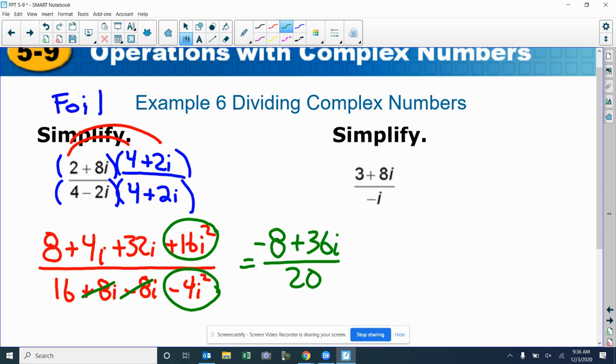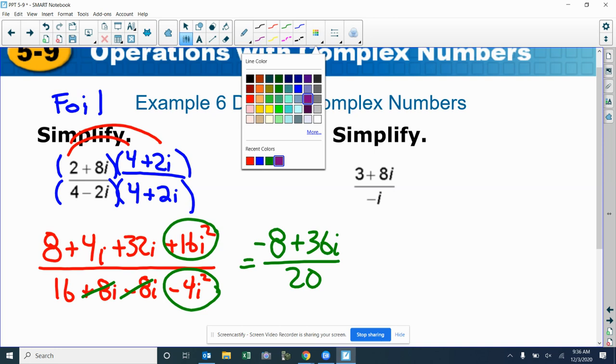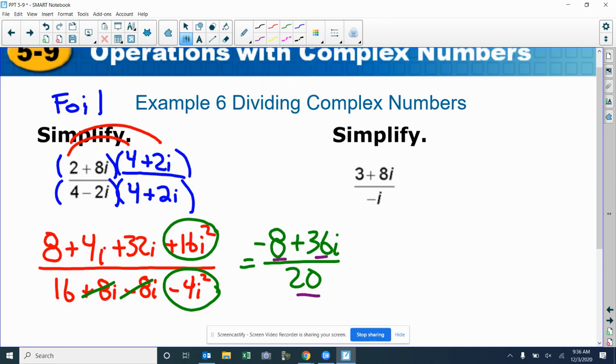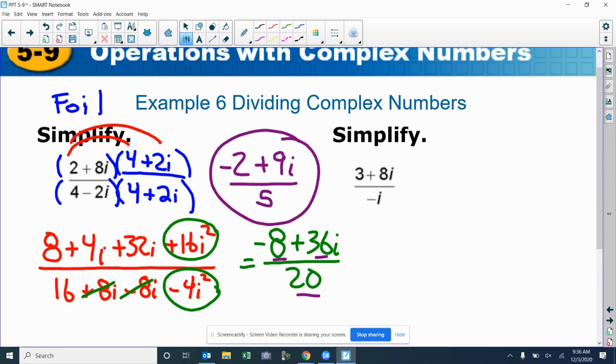Now, just like the previous problem, we have some commonality, don't we? What number can go into all those? 2 can go in and also 4. So let's put 4 in there. We're going to end up with -2, right? Plus 9i over 5. And there it is. Your simplified answer. Everybody good? Okay, that was one with a complex conjugate.